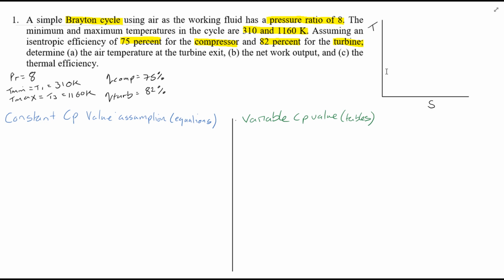If we look at this, we know that these are temperatures T1 and T3, and you can see this from drawing the TS diagram. So you're going to have point 1 here, and then go up to the isentropic point at point 2.